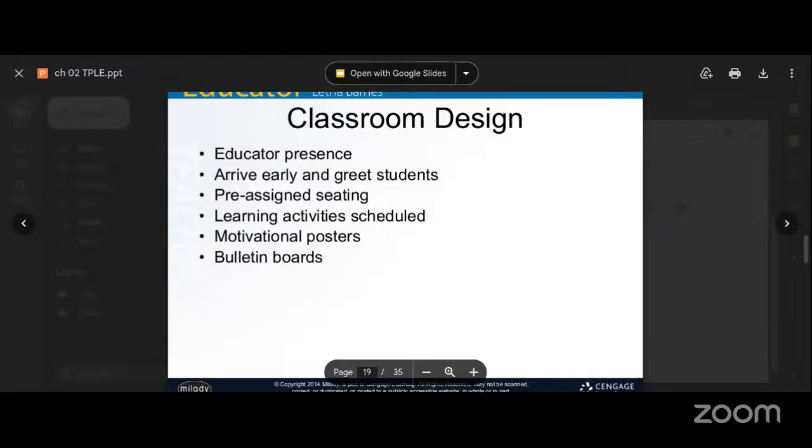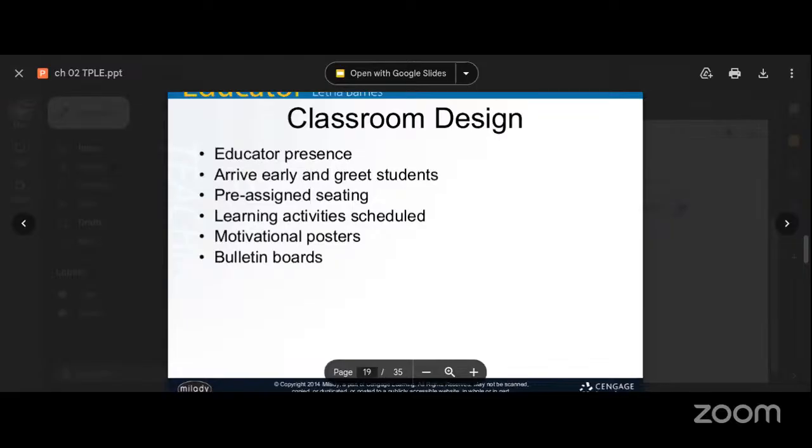All right. So as we continue, we look at classroom design. We look at educator presence. You're going to arrive early and greet your students. We call them learners as well.